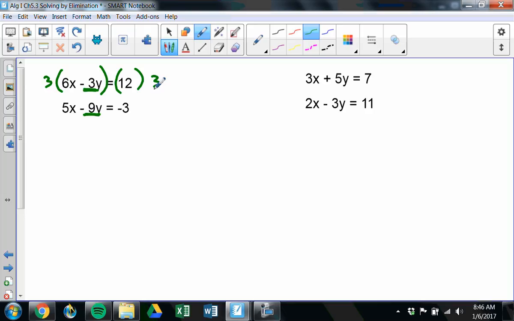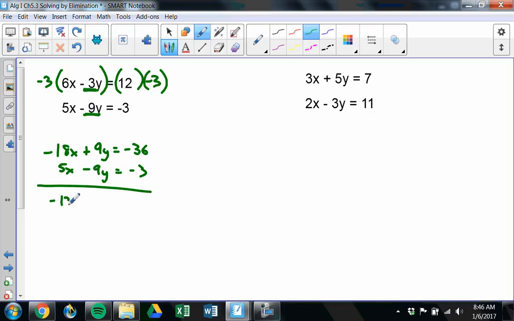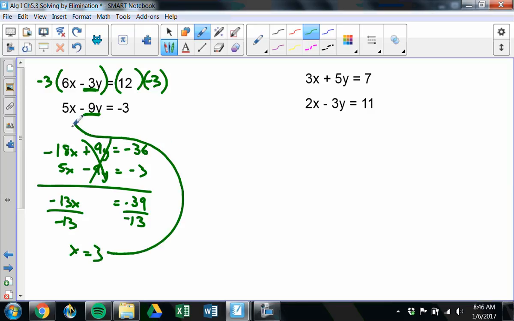So instead of multiplying the top equation by 3, I'll multiply the top equation by negative 3. That gets me negative 18x plus 9y equals negative 36. The bottom is still 5x minus 9y equals negative 3. I add these up and I get negative 13x equals negative 39. The y's have canceled. That's the whole point. If you don't end up canceling out a variable, you've done the elimination process wrong. Divide both sides by negative 13, and you'll get that x equals 3. If x equals 3, plug it in up here.